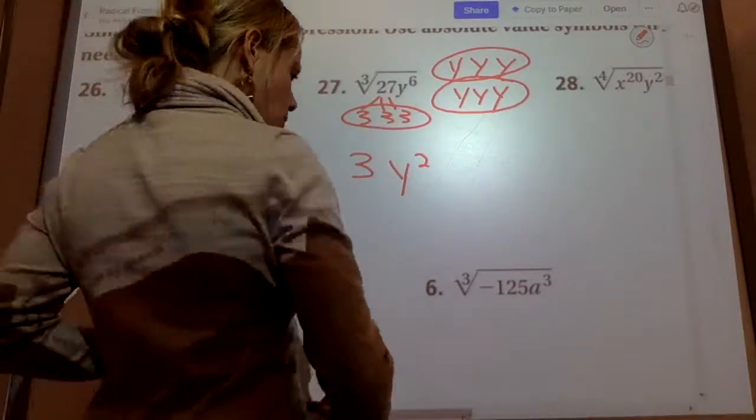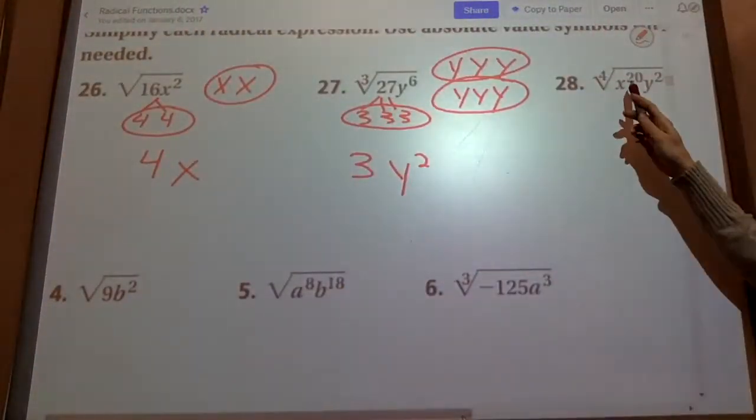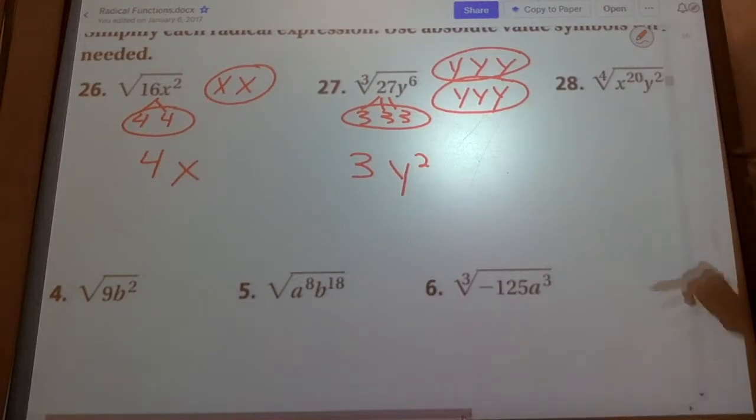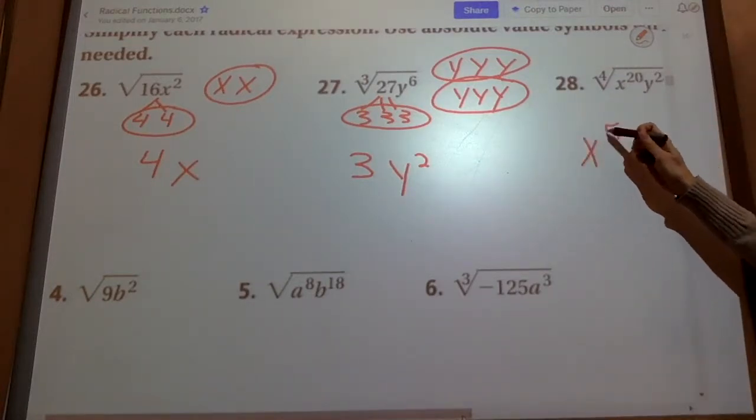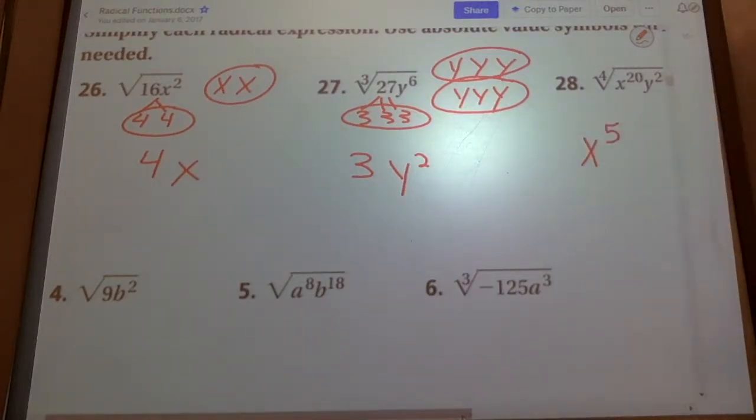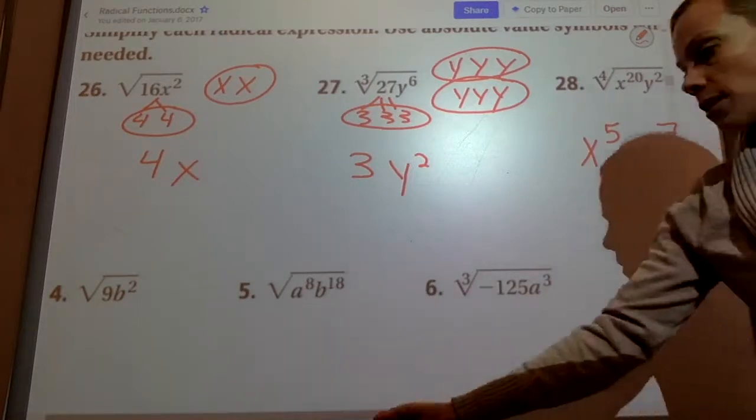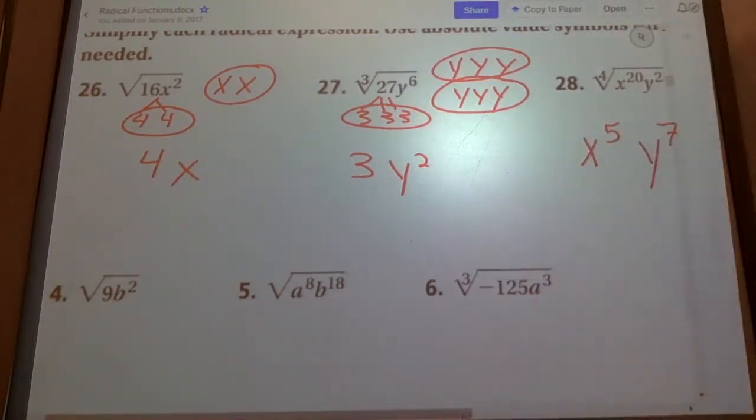Good. How about fourth root? If I have 20 x's, how many groups of 4 is that? 5. Very good. If I have 28 y's, how many groups of 4 is that? 7. Very good. Okay, now let's pause here for a second.